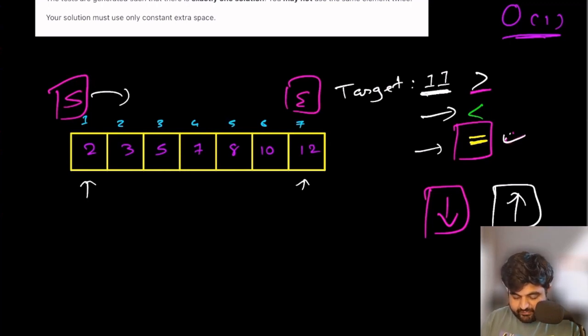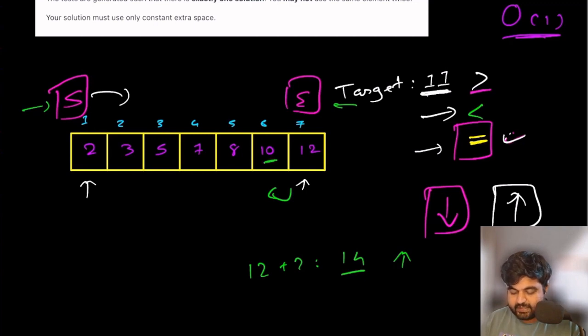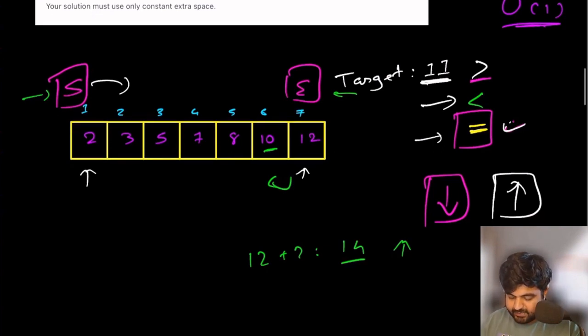First, we check the starting and ending pointers. If we do the sum of these two values, it's going to be 12 plus 2, so the sum is going to be 14. 14 is actually too high. Since 14 is too high, we will have to move one step towards the left. So now we are at index number 6, where the value is 10. If we again do the sum, it is 2 plus 10, which is 12. 12 is still greater than the target value 11.